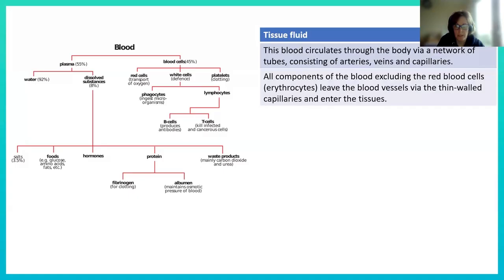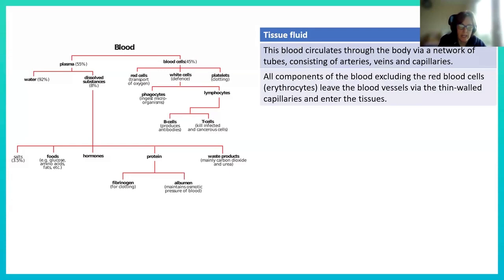All of the components of the blood, excluding the red blood cells, the erythrocytes, can leave the blood vessels via the capillaries. So once the blood has been pumped out of the heart, it goes into the aorta, and then that takes it all around the body. It's full of oxygen. At this point, remember, the red blood cells are carrying the oxygen attached to this hemoglobin.